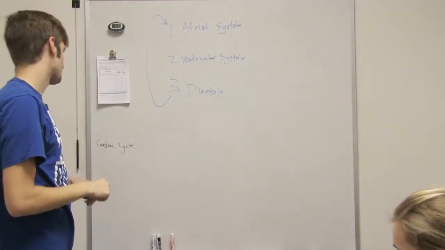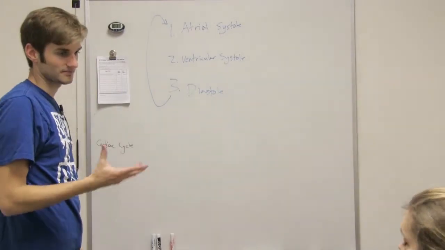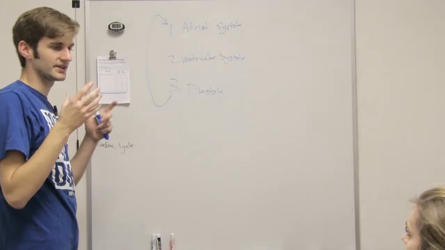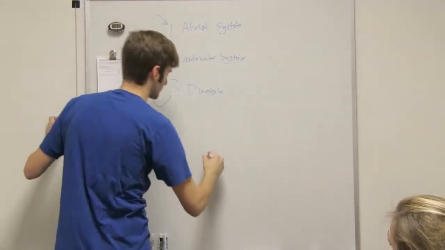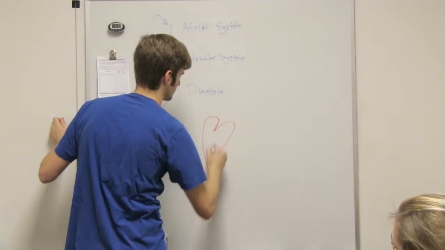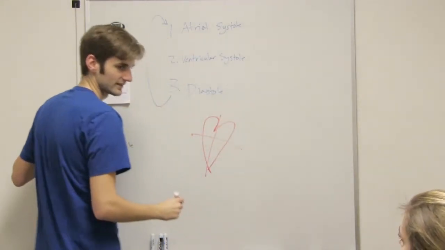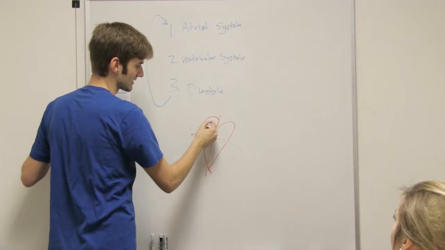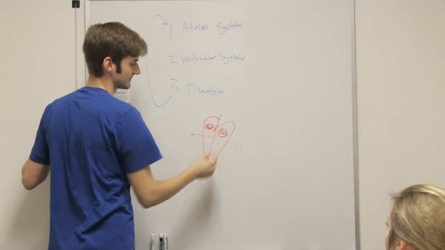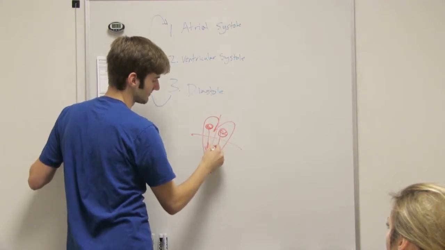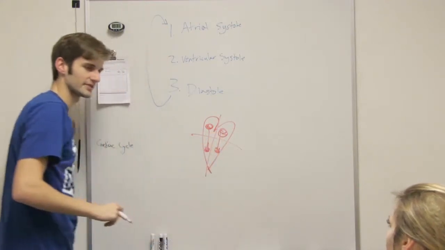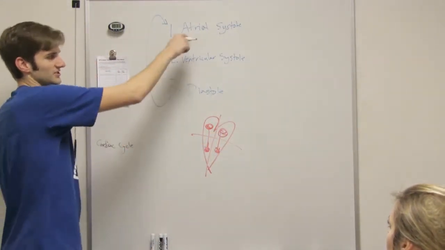In these 3 steps, what's going on? Systole means contraction. So the first step is the 2 atriums contract. So if I were to draw a heart, these are my 2 atriums. The blood's right here and right here. The first thing is they contract, so the blood gets pushed into the ventricles. So it goes from the atriums to the ventricles. So that's the first step.